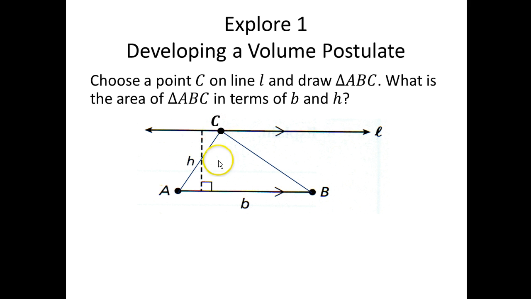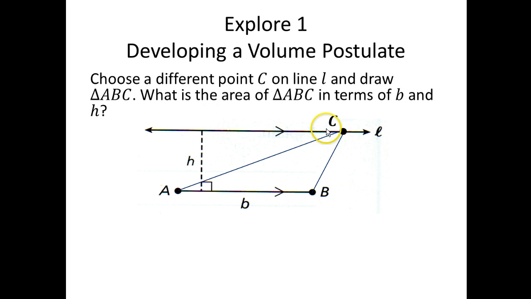Now, if I wanted to calculate the area of such a triangle, I would need to know its base and its height, because the area formula is 1/2 times the base of the triangle times the height of the triangle. So the area of this triangle ABC would be 1/2 times the length of this segment AB times the height of the triangle, h.